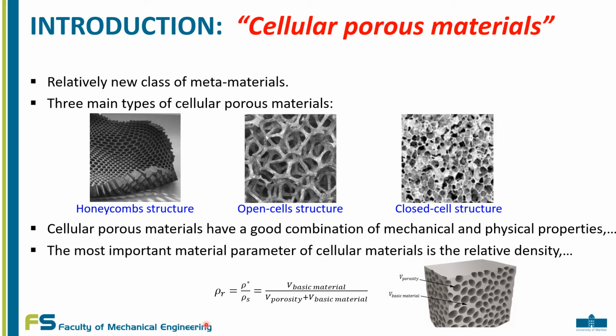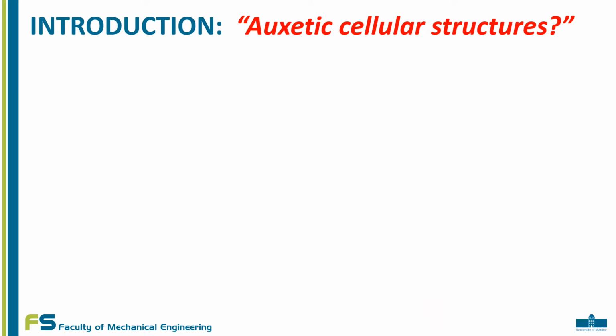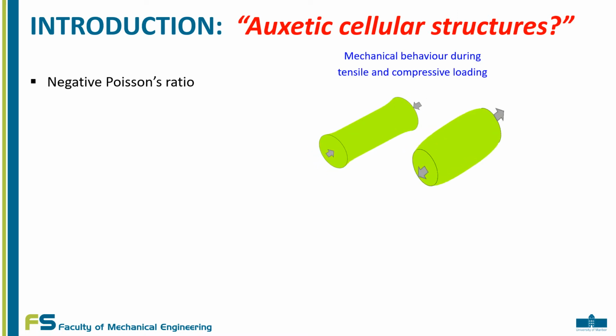The most important material parameter of the cellular materials is the relative density, which is given by the equation below. A recent type of cellular metal is the auxetic cellular structures, which exhibit a negative Poisson ratio, which causes different mechanical behavior. A material under compression becomes thinner in cross-section and vice versa in tension.